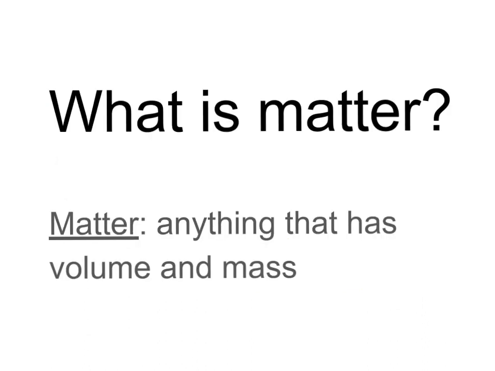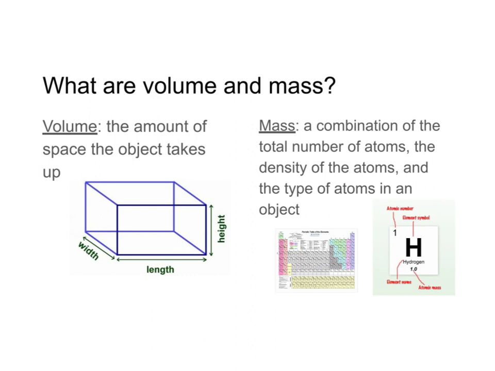Matter is a term that comes up a lot in science, so it's important to have a common definition here. So matter is anything that has volume and has mass. Now that's a good place to start, but what are volume and mass? Volume is maybe a term that you have heard in math before. Volume is the amount of space that an object takes up.